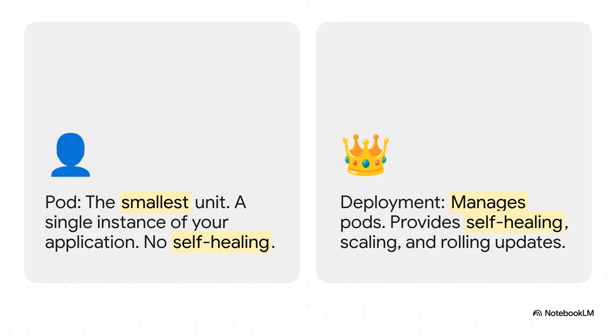A pod, like we said, is just a single apartment. It's mortal. If a fire starts, it's gone. A deployment, on the other hand, is the building's property manager. You tell the manager, hey, I need 3 apartments running my app 24/7, no matter what. If one of those apartments, one of those pods, fails, the deployment doesn't even blink. It just instantly creates a new one to take its place. It's the deployment's job to make sure you always have the right number of pods running.